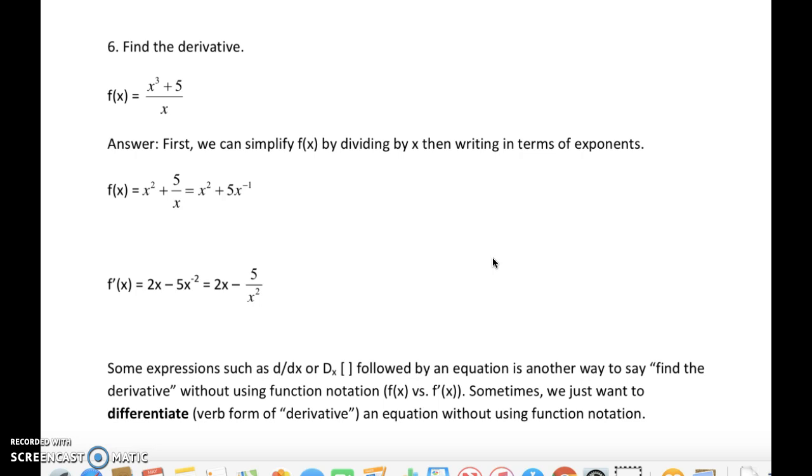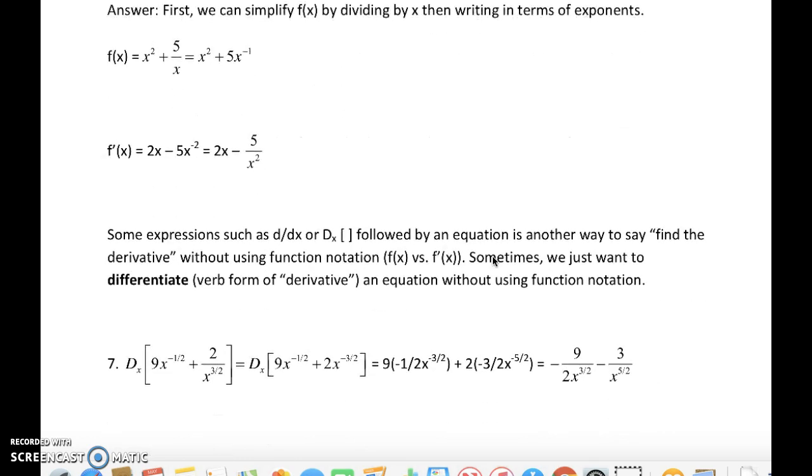We just want to go ahead and differentiate. Now differentiate means going ahead and finding the derivative. And we don't always necessarily want to use function notation, although that would usually be the best practice. So here we go ahead and use our d subscript x notation to find the derivative.